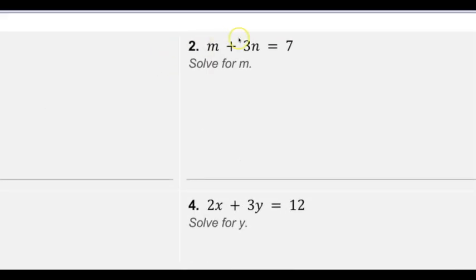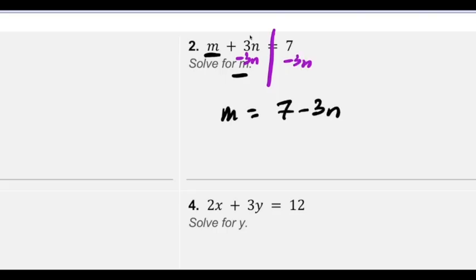So let's try the next one here. m plus 3n equals 7. I want to solve for m. So I'm trying to get m by itself. Here's my equal sign. We have to get rid of that 3n. So let's subtract 3n from both sides. m is equal to 7 minus 3n. And again, that's all you can do. These cancel out, nothing happens. I cannot combine these. You're done.